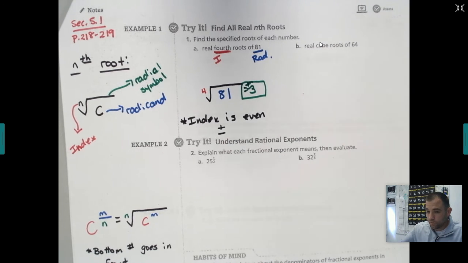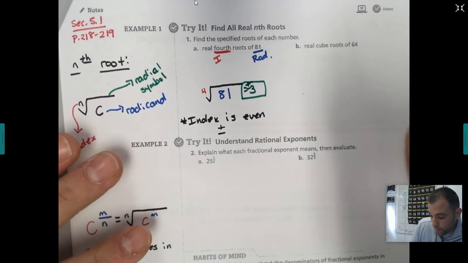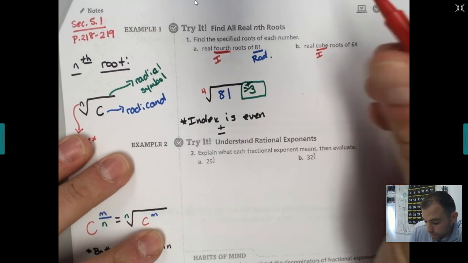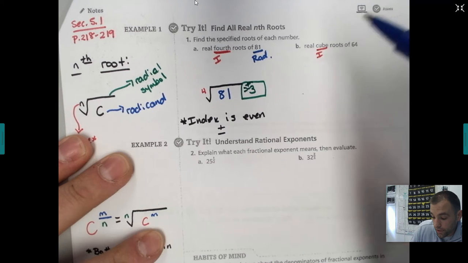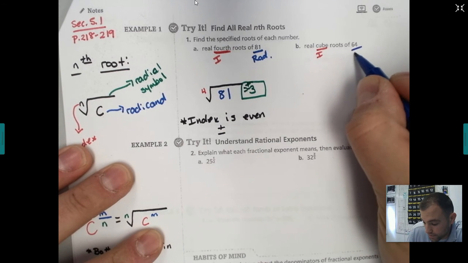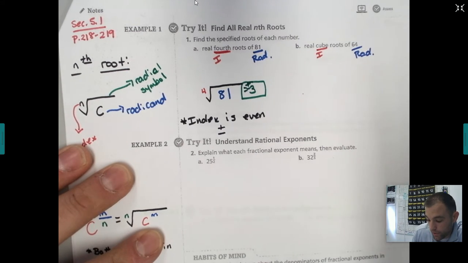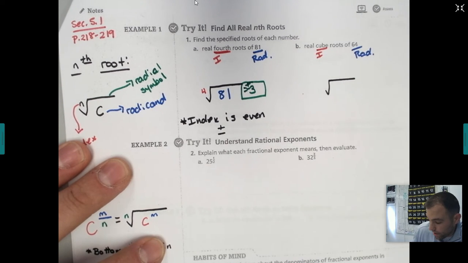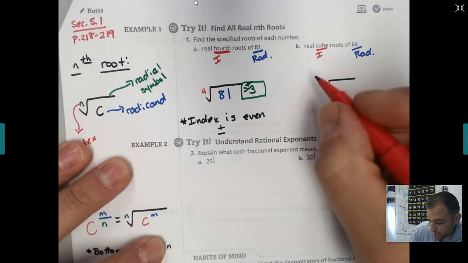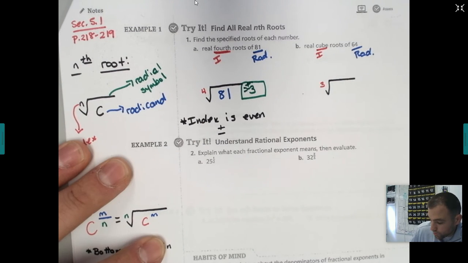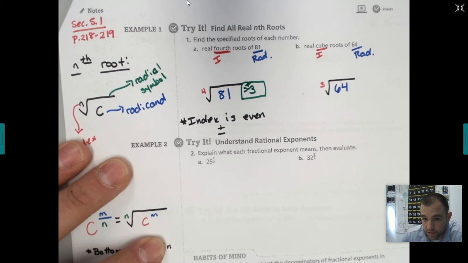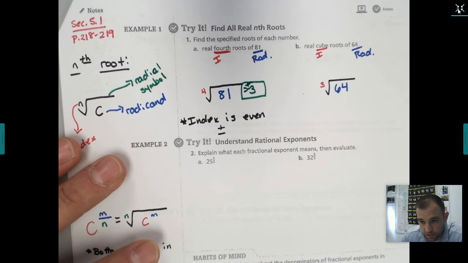All right, so the second problem is the same idea, but this time the index says cube. So the index is going to be a 3 in this case, because that's cube, and 64 is going to be my radicand. So I'm going to do the same thing and set it up. The radical symbol, the index is 3, the radicand is 64.